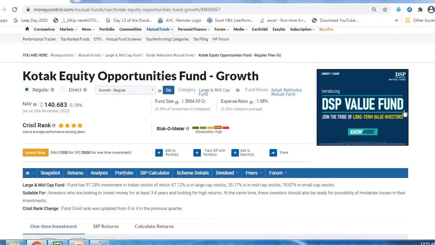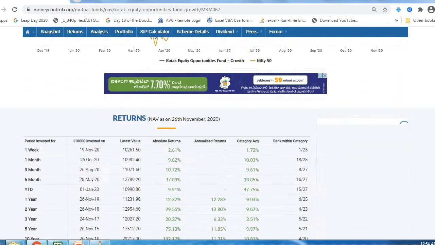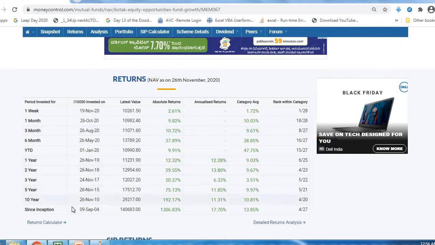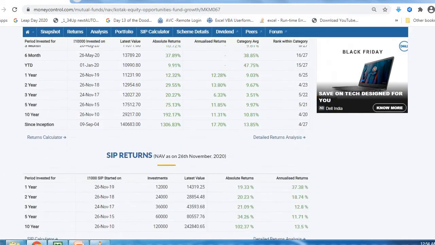In this video I have taken an example of a good performing fund, that is Kotak Equity India Opportunities Fund. That is an equity fund. The current NAV is around 140 rupees. The fund came with an NFO in 2004, and the current NAV is now around 140, which means the fund has given a total of around 1306% returns.